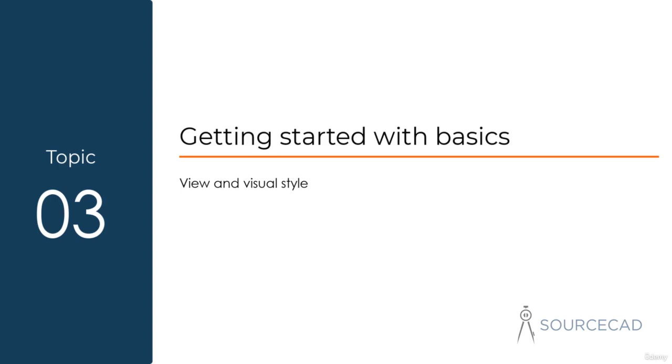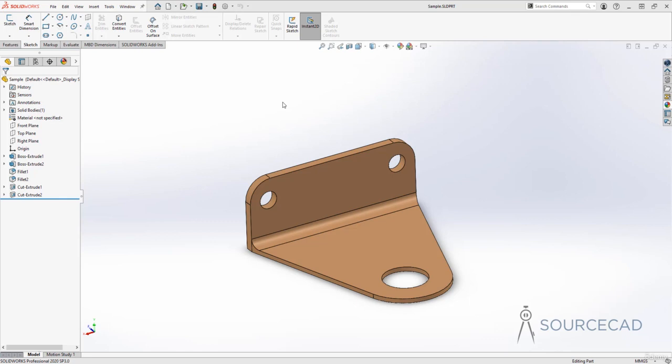Let's now talk about the visual style and the view options. I'll start with the visual style, or the display style option. On the heads up toolbar, right here, we have the display style option. Currently we have the shaded with edges style selected, and that's how your drawing is going to look in shaded with edges. I'll switch to shaded. That's the shaded view without any edge.